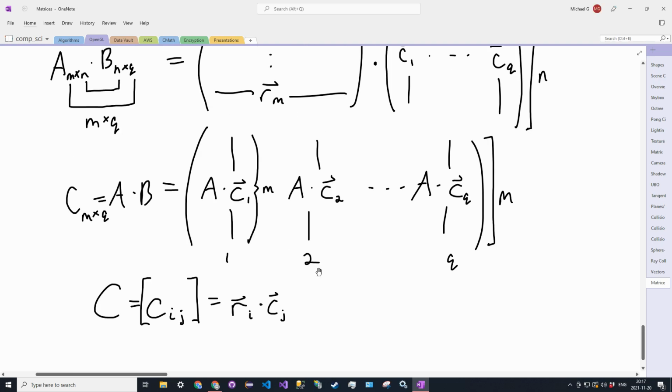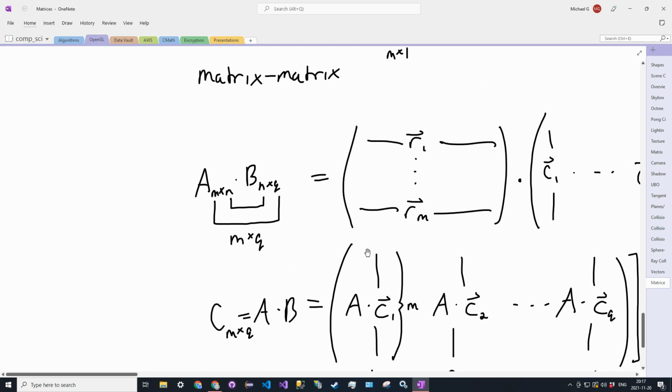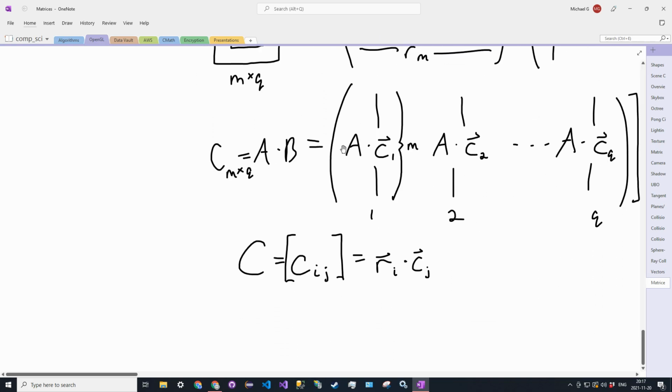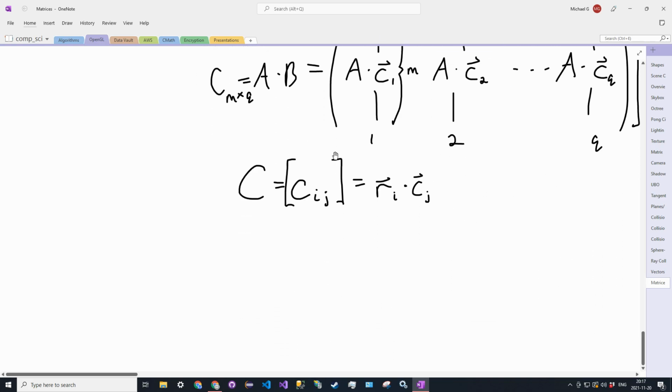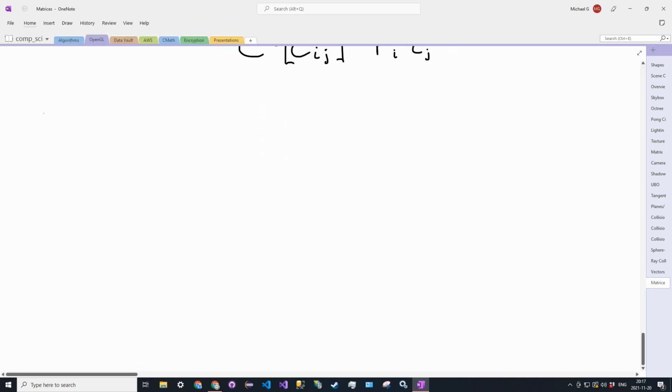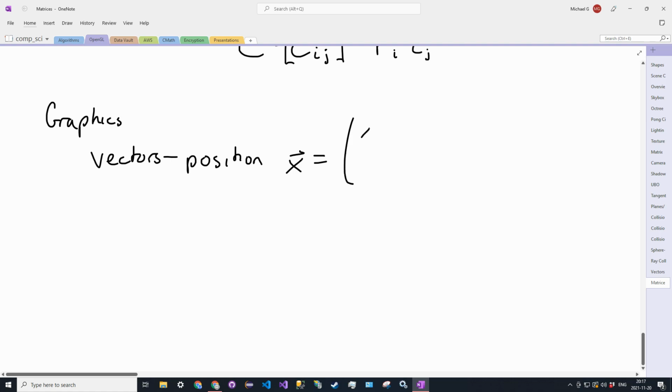Okay, so those are the basic matrix operations. Now for how this can actually be integrated into graphics. So how are we going to use matrices in graphics? Let's first talk about how we used vectors. So in graphics, for vectors, we add positions. So let's say our position, and I'll just use vector x, is equal to x, y, and z.